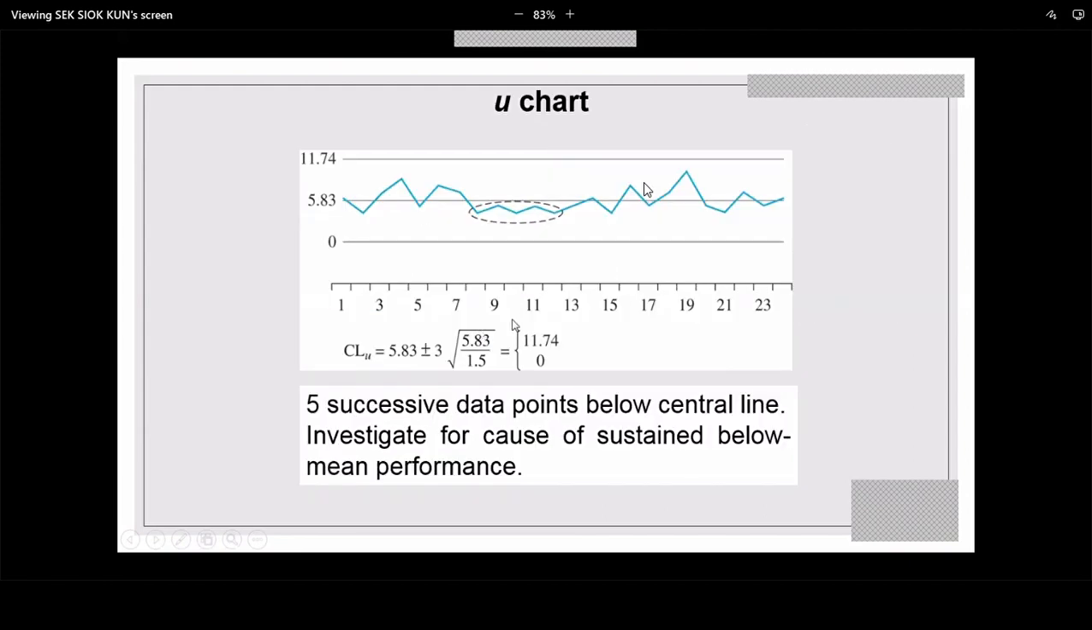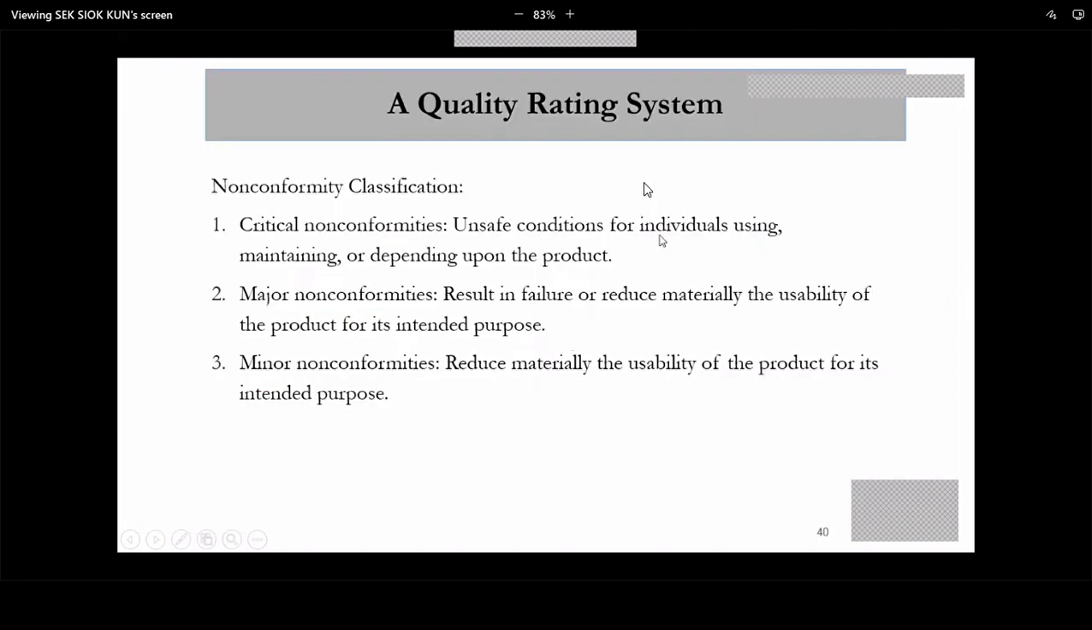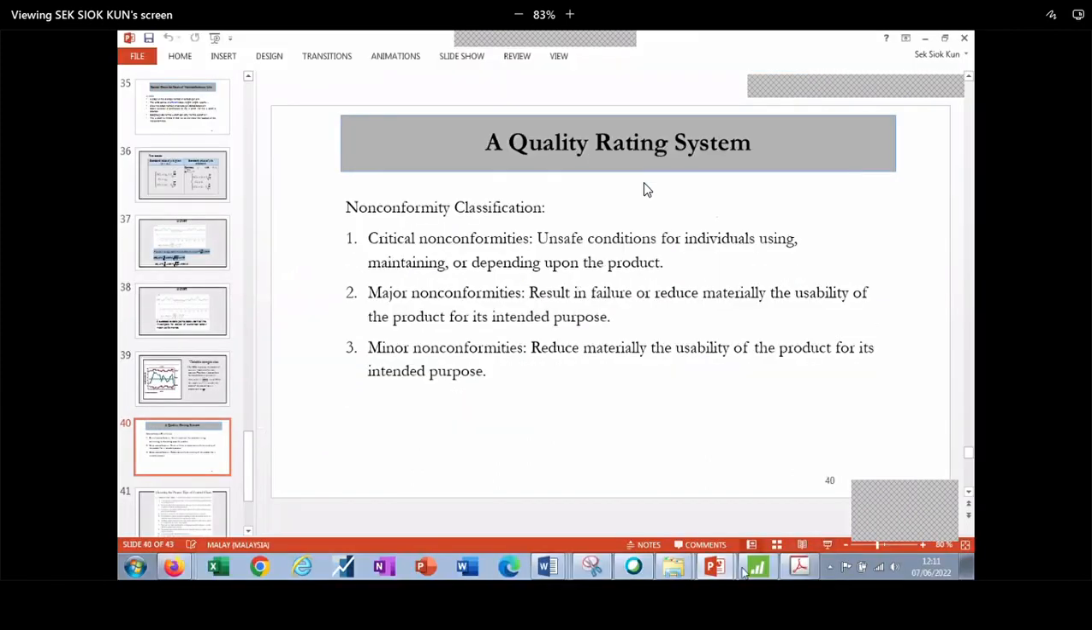So this is a fixed, constant size. Here is the example of variable sample size for the U chart. For variable sample size, we have no straight line anymore for the upper and lower control limits. And the formula to calculate U bar is different. Just now we divided by n, but now we have to divide by ni, where i indicates the sample, and ni will be different across each sample. Okay, so I think that's all for the U chart.